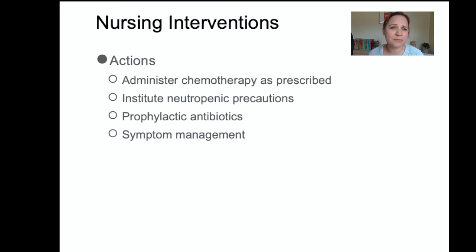And then, of course, symptom management based on what they have. If they're very anemic, they may need some oxygen, for example, because they don't have enough red blood cells and hemoglobin to carry oxygen to their cells, so we may need to put them on some oxygen.